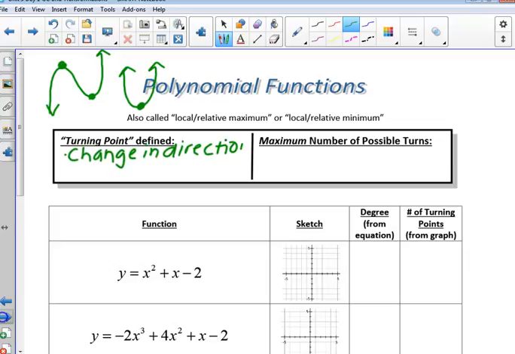And what they mean by that is going from increasing to decreasing, or vice versa, decreasing to increasing, okay? That point where it changes. Like we said, it's also a maximum or minimum, and we also call it a vertex. So it's all the same thing. But in this unit, it's very important.